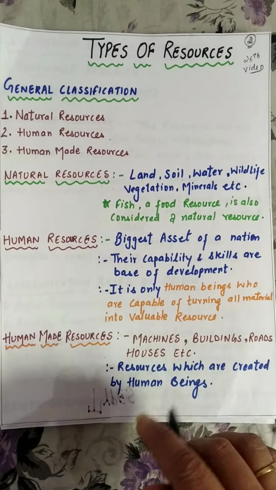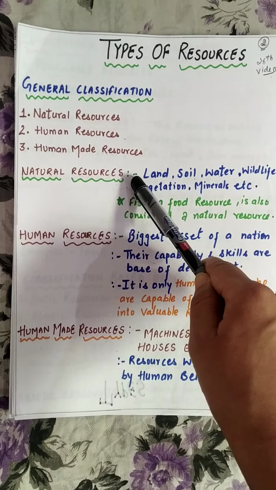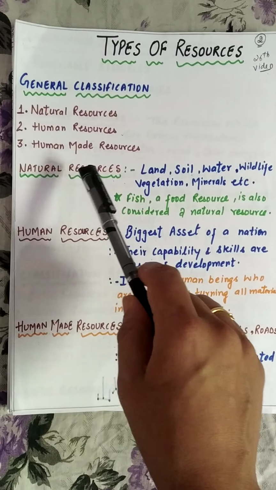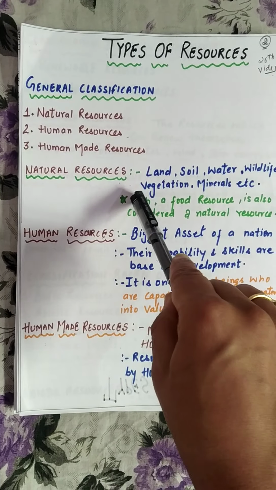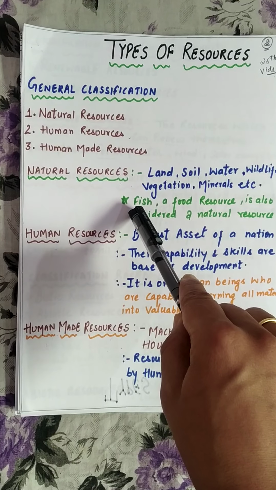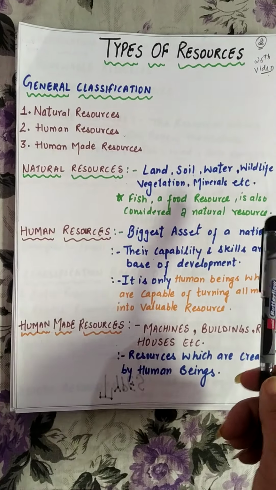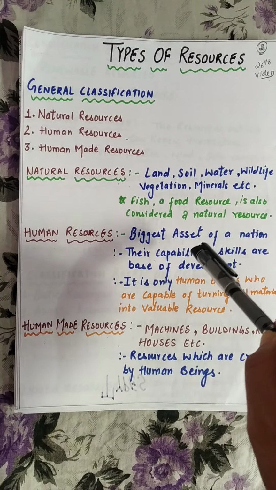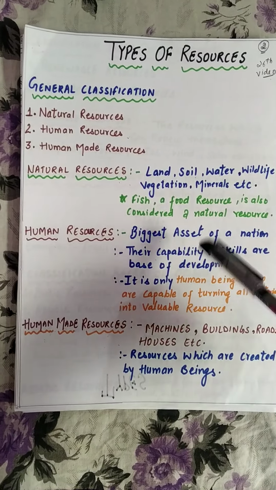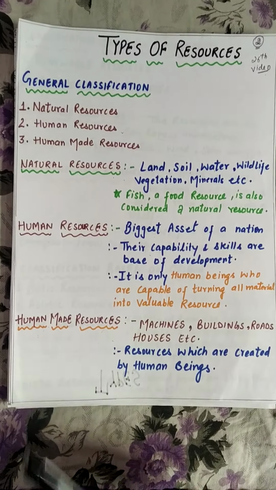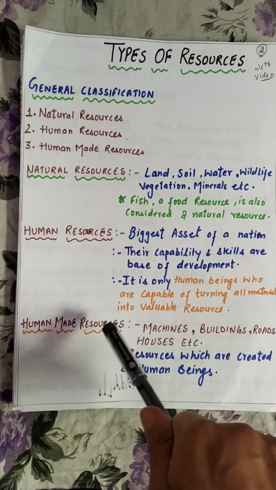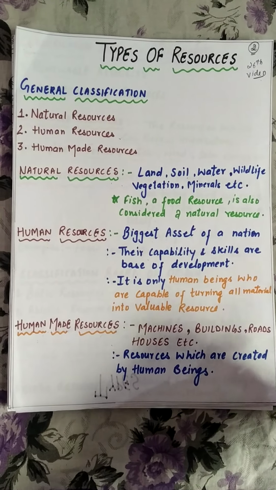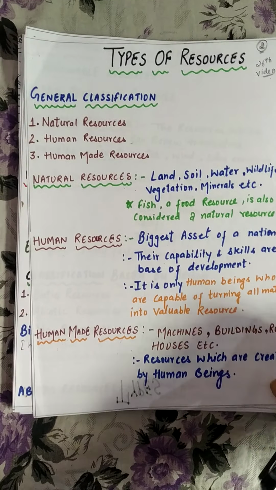After that, we have done types of resources. Under that, we have done these three categories: first, natural resources, human resources, and human-made resources. Under natural resources, all the resources which are directly provided to us by nature. For example, land, soil, water, this we have done. And human resource is the biggest asset, because of their capabilities and skills, we are able to develop more material into a valuable resource. And then human-made resources which are made by humans, like machines, buildings, and the other things which we use, which are created by human beings.